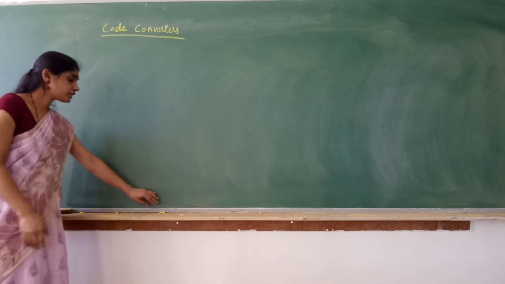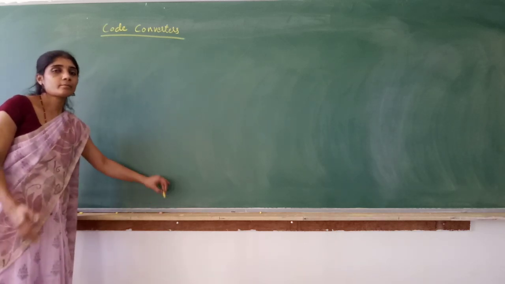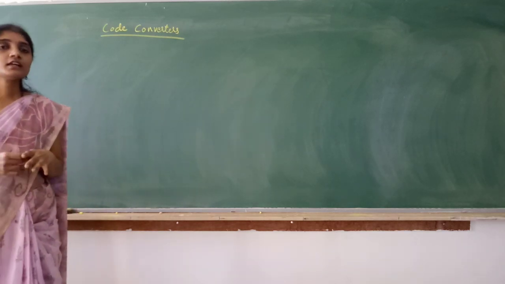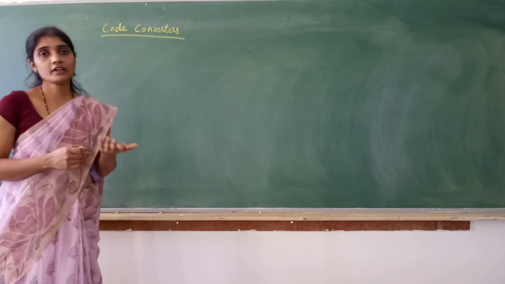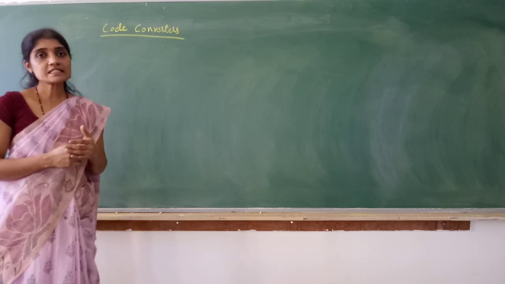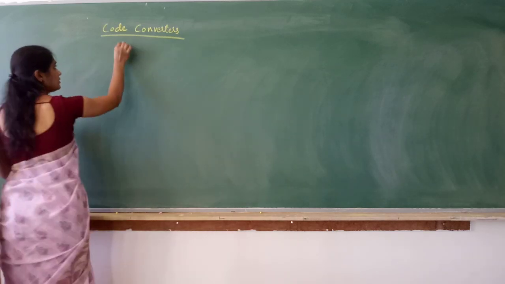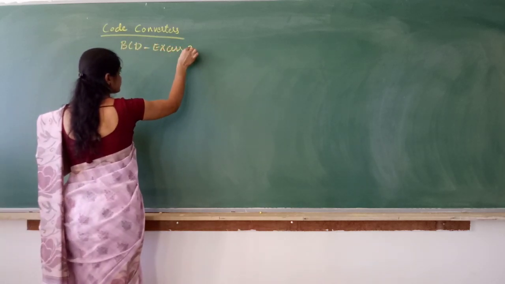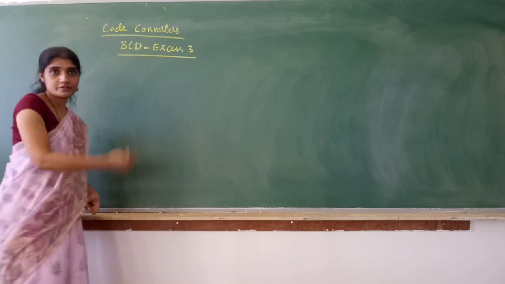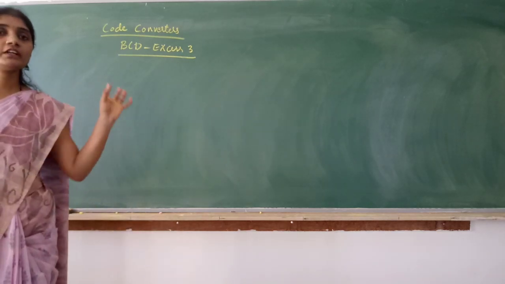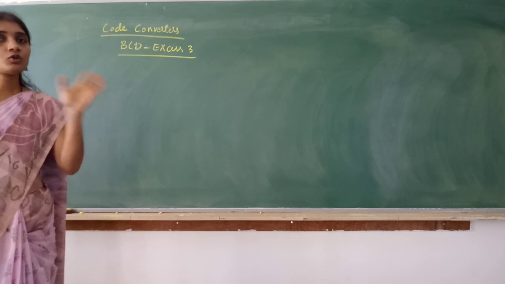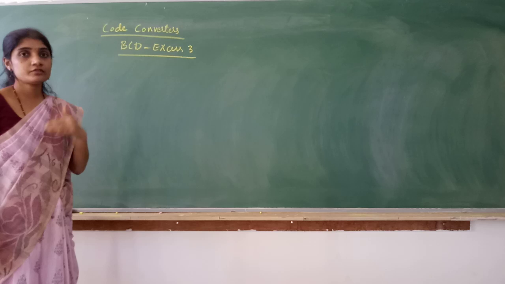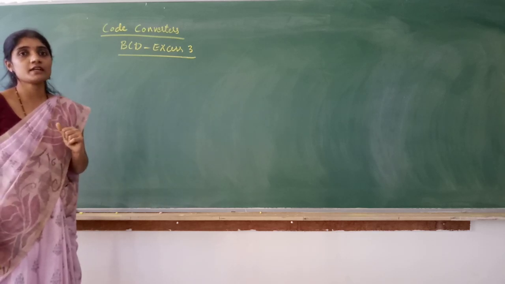So what is a code converter? One code will be converted into other form. In module 1 we already designed a BCD to XS3 code converter. K-map, we have solved this problem, right? We took a BCD number, we wrote the XS3 code for the same BCD number, and we used K-map and designed a combinational circuit for BCD to XS3.